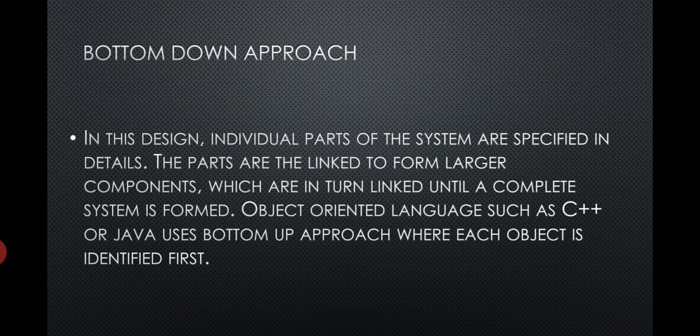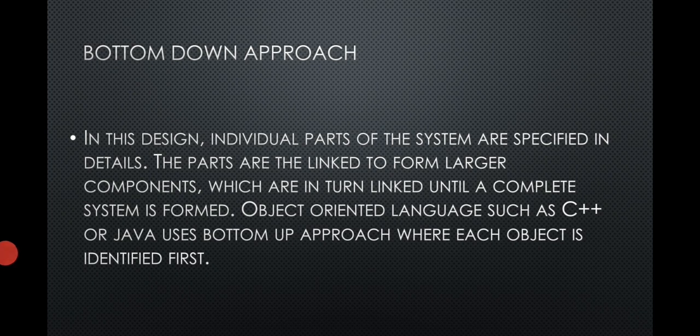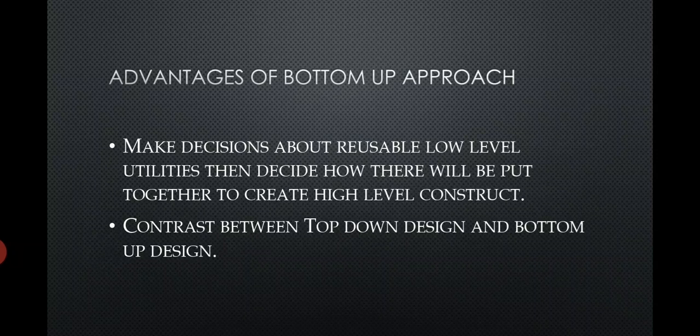In this design, individual parts of the system are specified in detail. Smaller components are built up into a bigger system. So that's the bottom-up approach. Object-oriented programming languages such as C++ and Java use this approach, where the object is identified first and then built up to the bigger system. The advantage of the bottom-up approach is that it makes decisions about reusable low-level utilities, then decides how they will be put together to create high-level constructs. So it is used to create a construct between top-down design and bottom-up design.